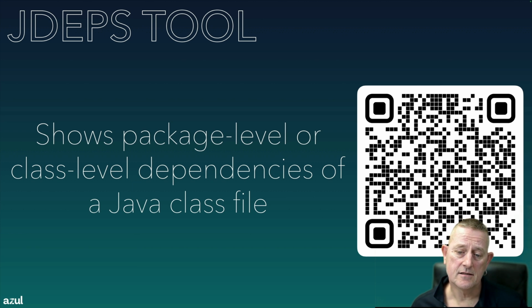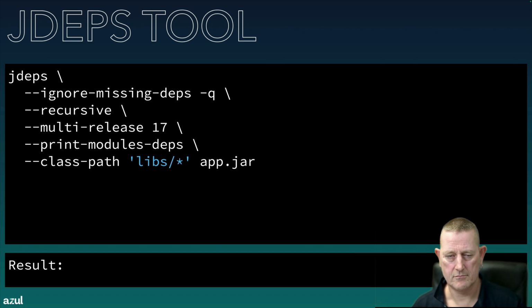And the idea is you take a jar file, you run the jdeps tool against the jar file, and it will spit out all the modules that this jar file uses, which is quite convenient, right? So it has command line parameters, as we saw before, and it has again a class path parameter. So you can point it to a folder, like in this case libs, that contains additional jar files, and then the app jar that contains the application itself.